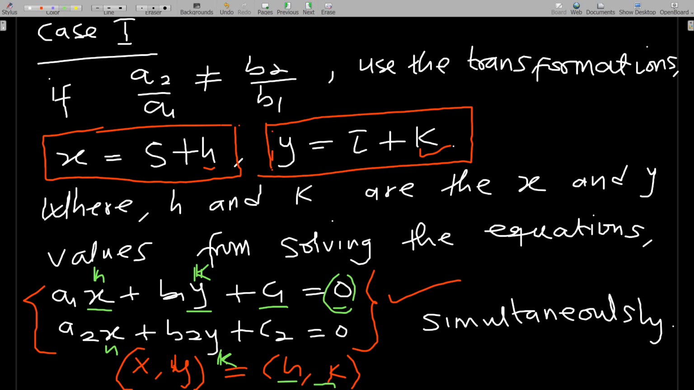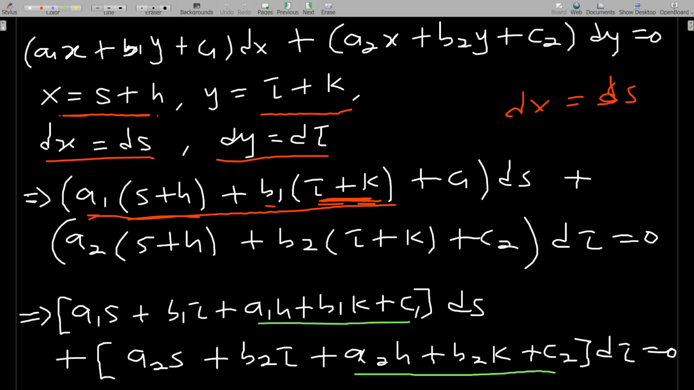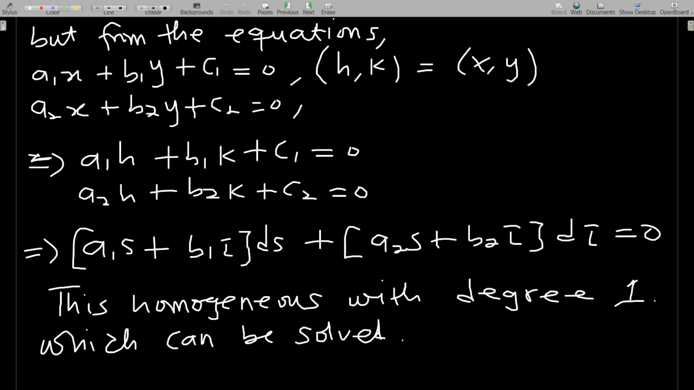We are trying to find x and y values. When we put them here and add it to c1, we get 0. And then when we put them here too and add it to c2, we get 0. So once you know that the solutions are h and k, when you put them here, you have to get 0. I hope you understand my argument here. So this whole expression should go to 0, and this whole expression should also go to 0. Okay, so let's go to the next one.